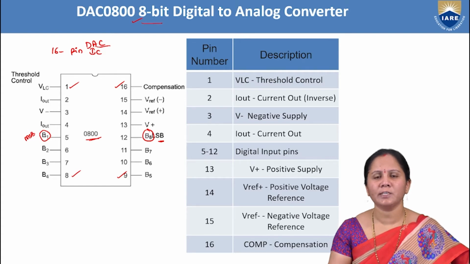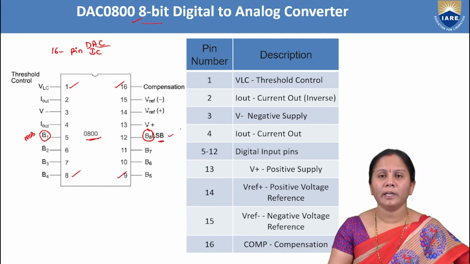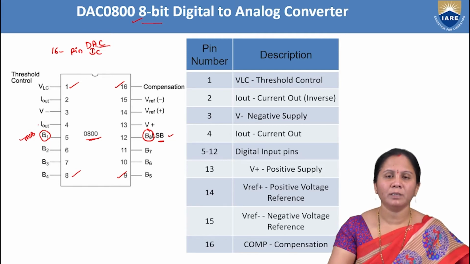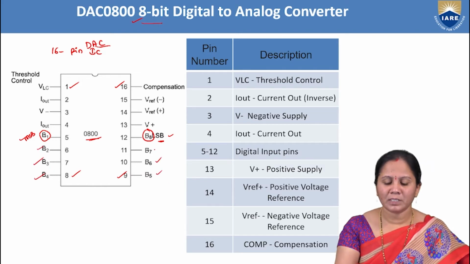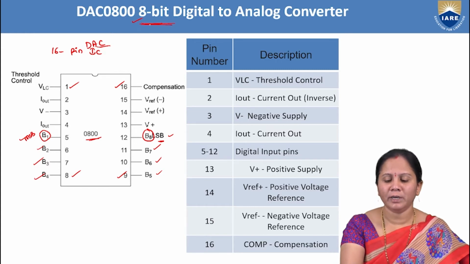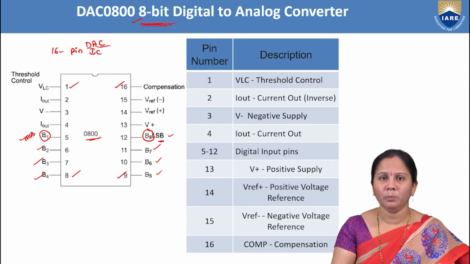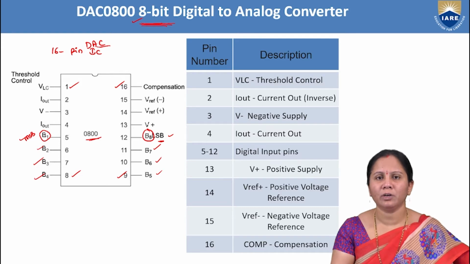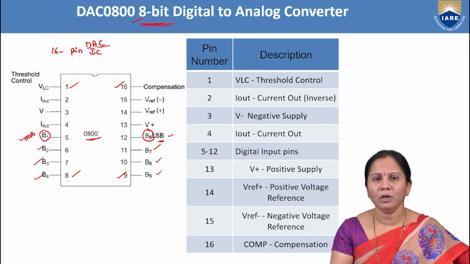Digital data has to be represented with the help of zeros and ones. In that bit stream, the LSB will be connected to the B8 pin, and the MSB should be at the B1 pin. So B1, B2, B3, B4, B5, B6, B7, B8, all these are the 8 digital input pins for this 0800 IC. That is why it is called an 8-bit digital to analog converter: 8 digital bits as input. After taking all these digital inputs, it will be converted into analog output.